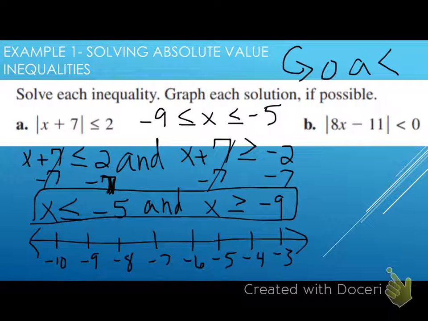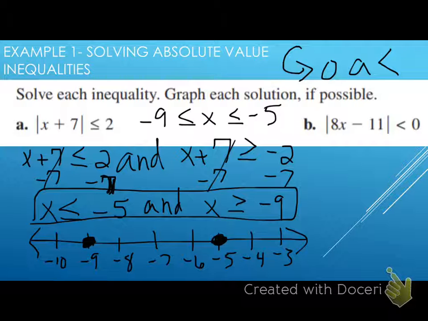Open or closed dot on negative 5? Closed. Open or closed dot on negative 9? Closed. Okay, this is an "and" compound inequality.